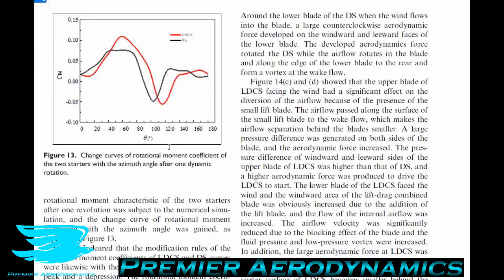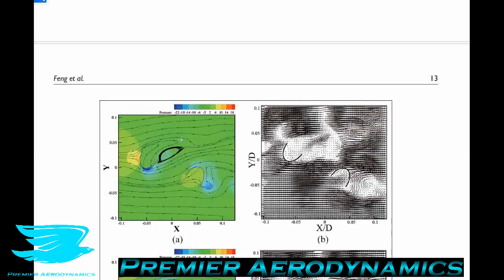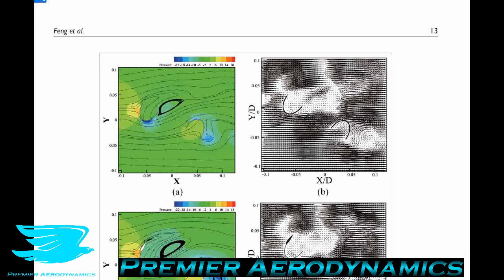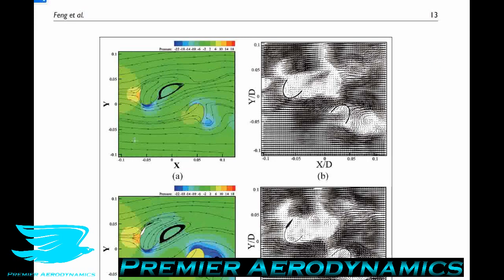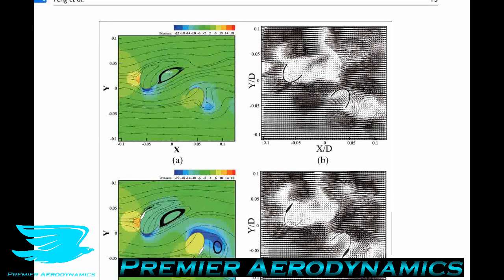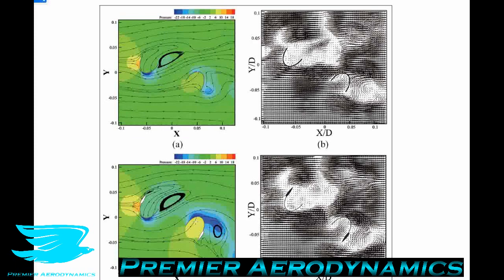Looking at figures 14 and 15, the differences in the pressure distributions between the drag-only blades and lift-to-drag blades are much starker than when the blades were stationary. So primarily, the lift and drag blades typically produce lower pressure. We can see here this much lower pressure region over the downstream blade compared to the drag-only blade.